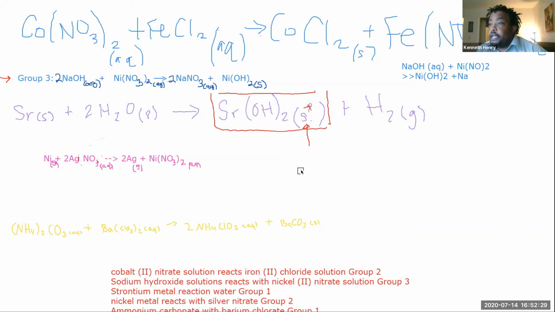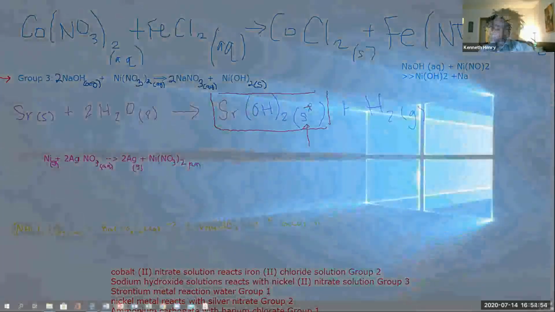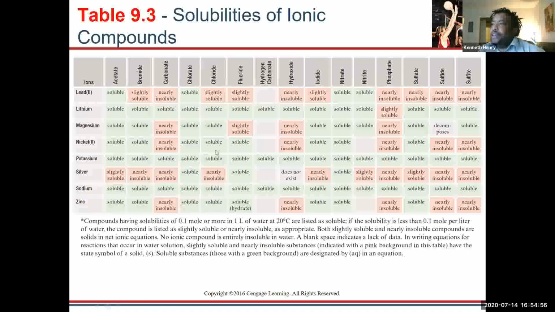Okay. So kind of clear? Everybody got it down? Okay, good job. So you guys understand how to use the table, right? Now it doesn't want to show. Okay, the pink and the green, remember, pink means precipitate, the green means aqueous or soluble.